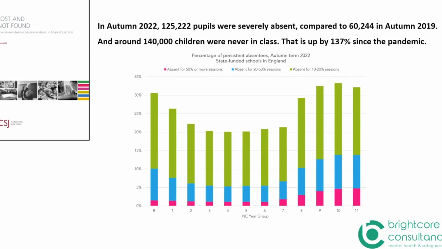If you look at those severely absent young people, 125,000 of them, as you can see at the top there, they're in that red section at the bottom of each column. Different years, different level of impacts, and so on. That's 125,000 children who are missing 50% or more. We've got 140,000 children who are just never there as well.